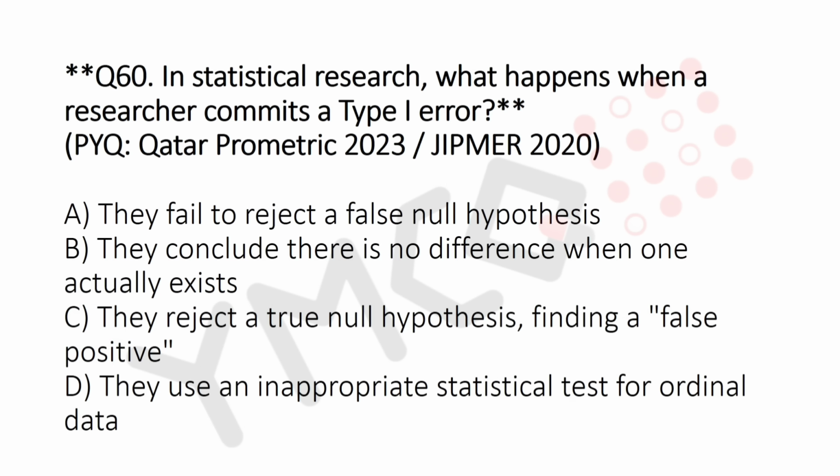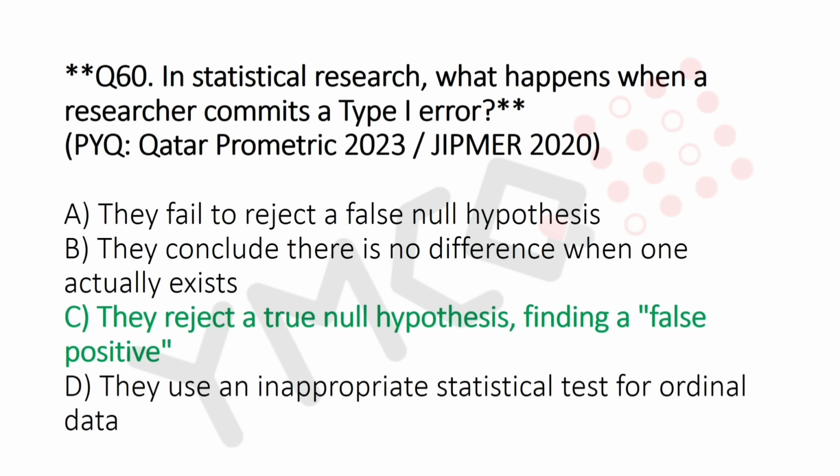In statistical research, what happens when the researcher commits a type 1 error? Option A, they fail to reject a false null hypothesis. Option B, they conclude there is no difference when one actually exists. Option C, they reject a true null hypothesis, finding a false positive. Option D, they use an inappropriate statistical test for ordinal data. And the answer is option C, they reject a true null hypothesis, finding a false positive.